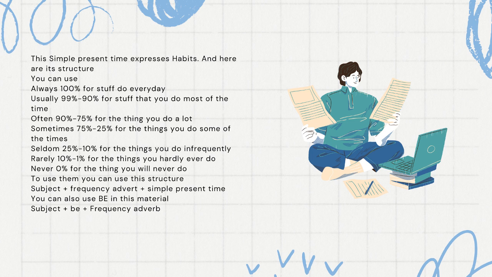To use them, you can use this structure: subject plus frequency adverb plus simple present tense. You can also use be in this material. For example, subject plus be plus frequency adverb.